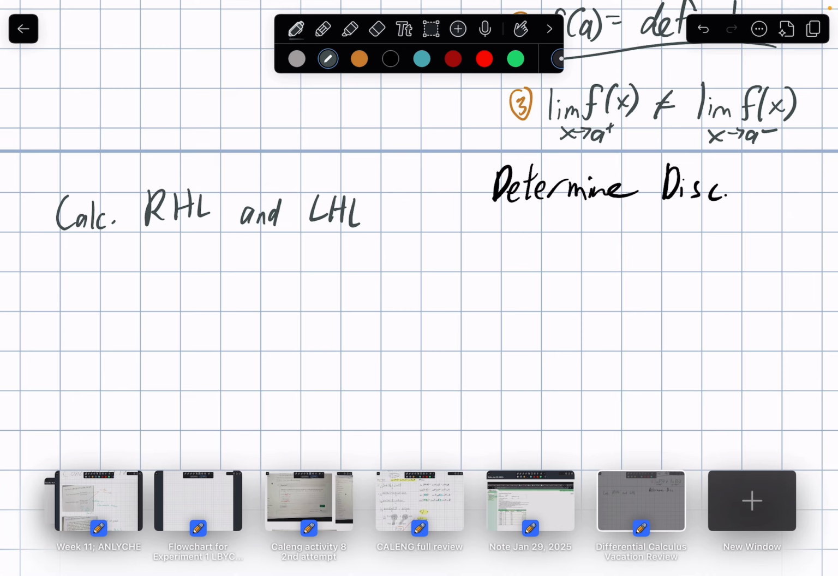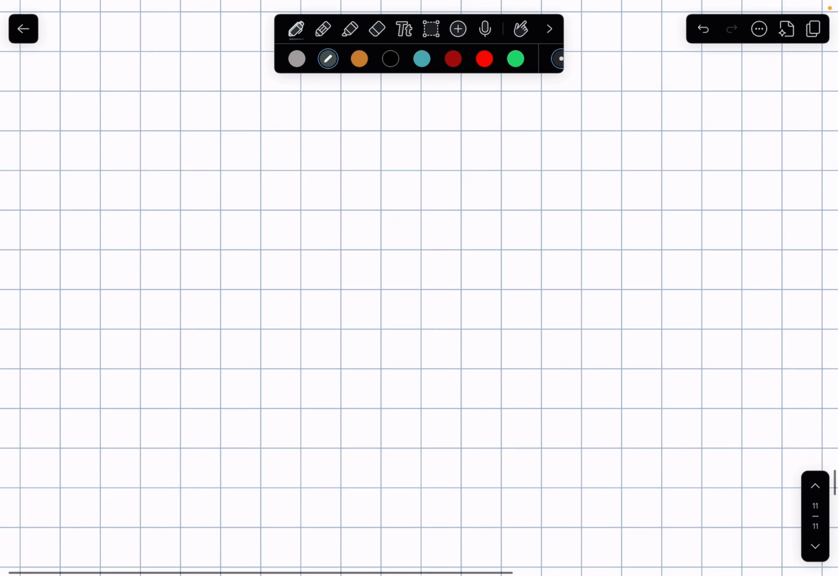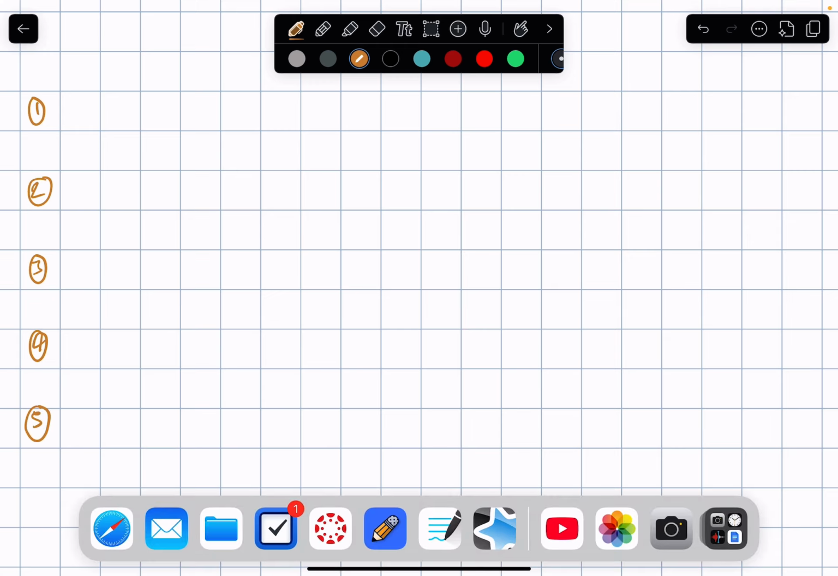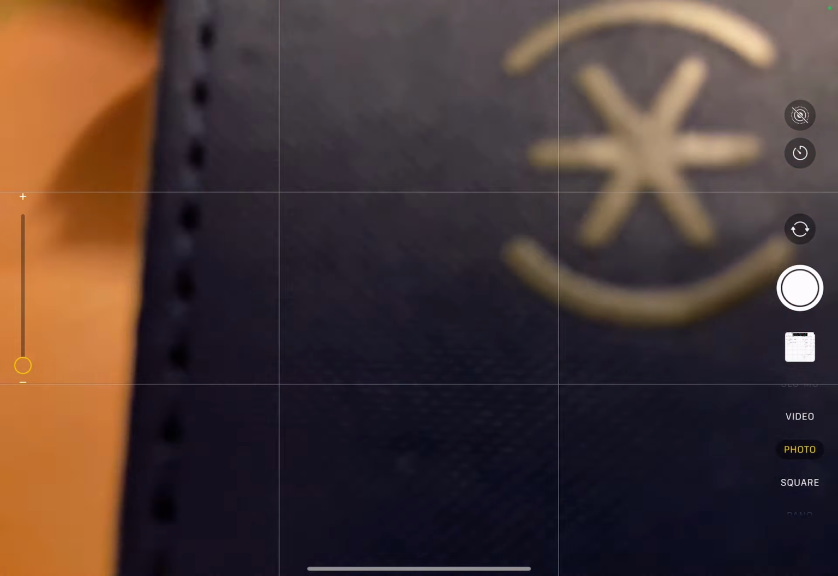Okay, so we've got some sample problems to work on. So these are the instructions. You know what? I'll just show you. I'm not going to write them down anymore. This is less practical.